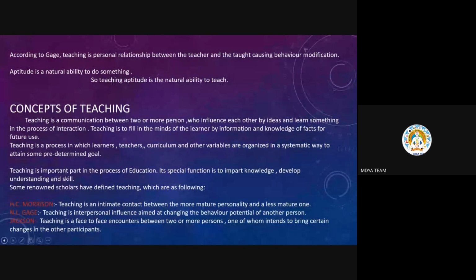So H.C. Morrison gave a definition. Teaching is an intimate contact between the more mature.